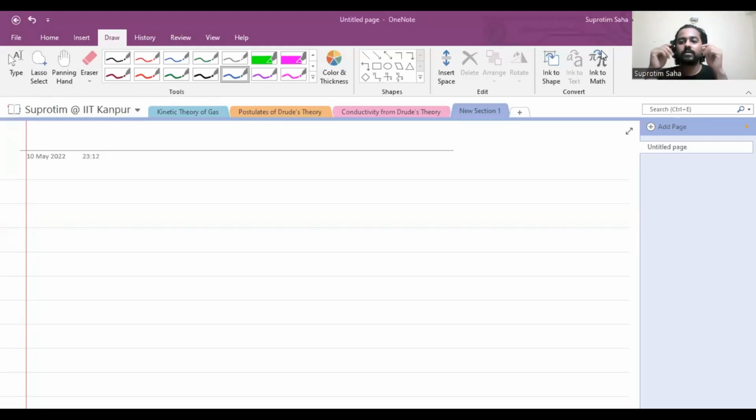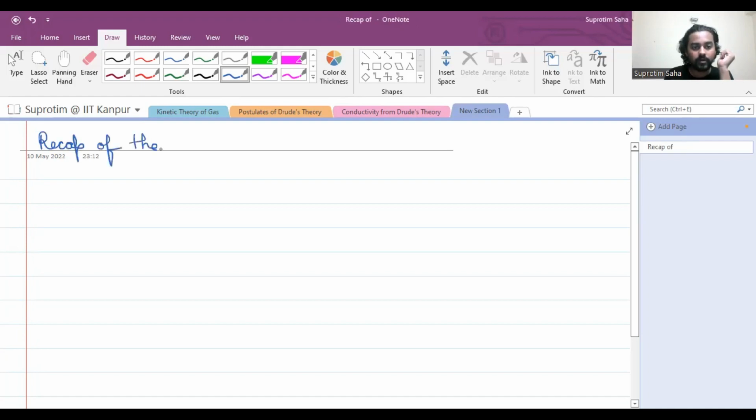Hello again. From the last lecture, we got the form of conductivity, which is sigma. Let me just write in the beginning the heading: recap of the form of conductivity.